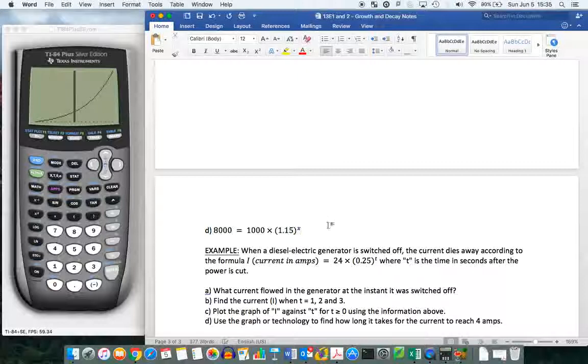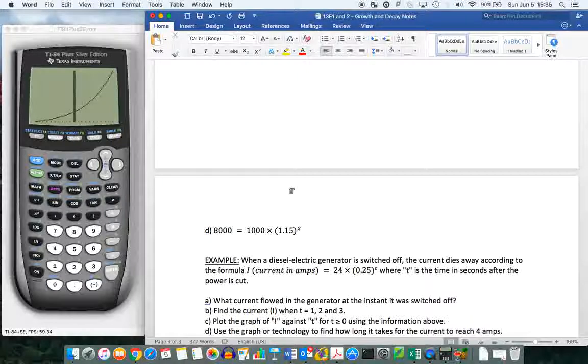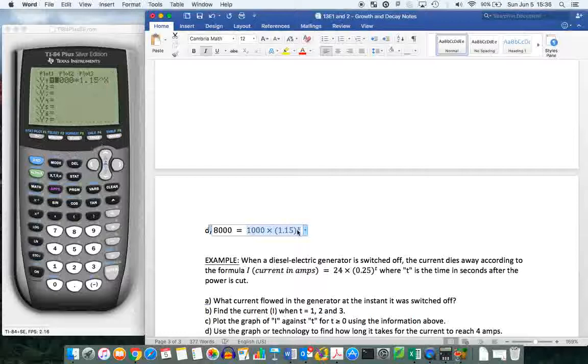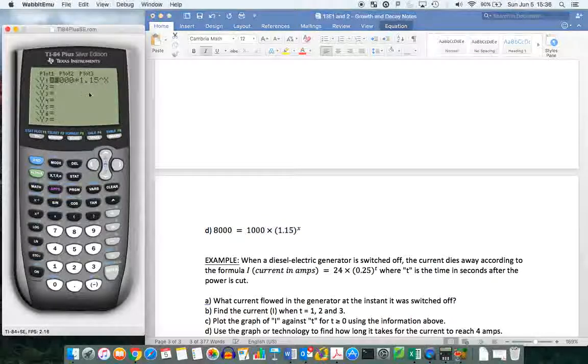So, how you've been shown before, how do you solve exponential equations using the calculator? You have to graph both sides. I already have this side graphed. It's in there already, 1,000 times by 1.5 to the power of x. Now, I just need to put the other side in, which was 8,000. Enter. Graph.